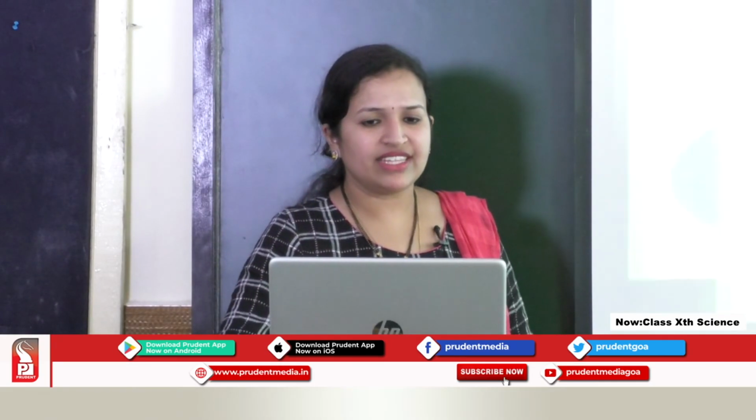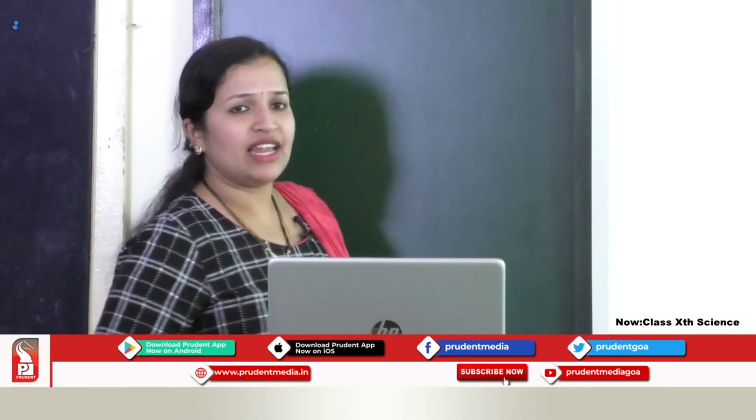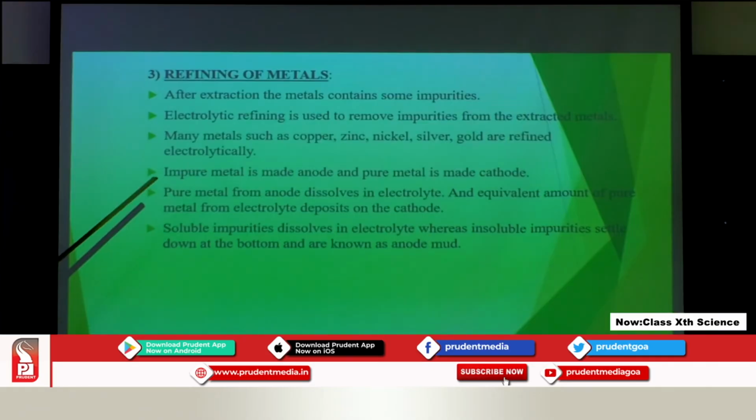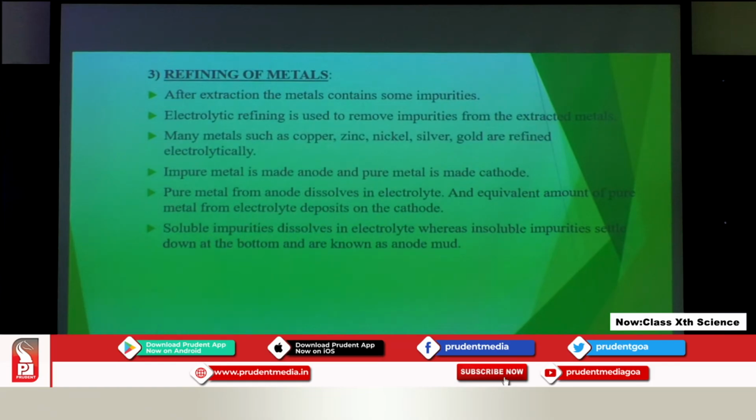So, what we have seen is that copper can be electrolytically refined. Not only copper, many metals such as zinc, nickel, silver and gold can be refined by this method. We have seen that the impure metal was taken as the anode and the pure metal was taken as the cathode. The pure metal, that is copper, present at the anode was dissolving in the electrolyte and depositing on the cathode.